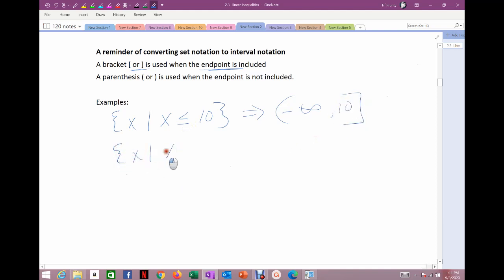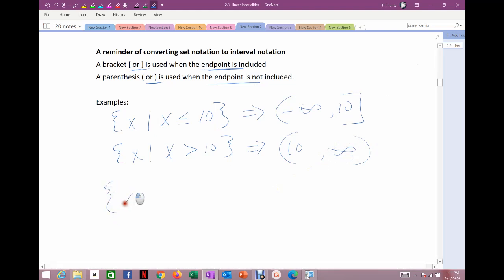The difference between that and, say, greater than 10: well, with greater than 10, there's no equal to. Greater than means I'm shooting off to infinity, so I start at 10, but this time I don't include 10. If I don't include 10, it's a parenthesis. The parenthesis says I'm starting at 10, it's my starting point. Everything after 10 works, and it's forever, so infinity. You always put parentheses around infinity because you can't ever reach infinity. It's never equal to infinity.